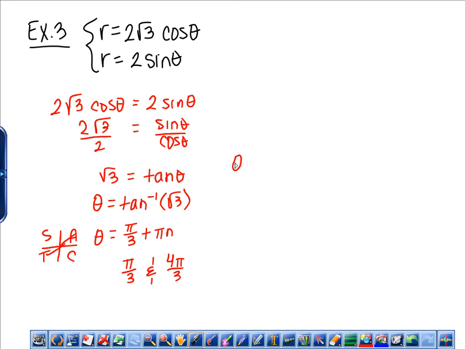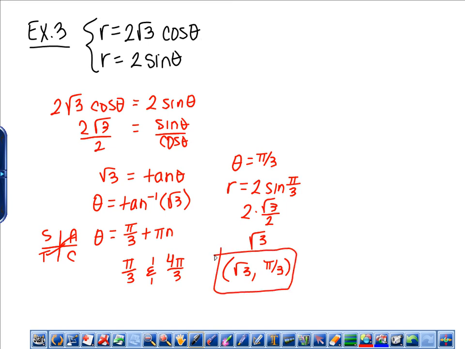Okay, so for the first one, let's go ahead and find r. Pick the easiest one to do. I'm going to pick the second one. r equals 2 sine of pi over 3. Remember, pi over 3 is a 60-degree reference angle, so this would be 2 times root 3 over 2, or root 3. So one of my solutions is (root 3, pi over 3). And again, you would get root 3 even if you plugged in pi over 3 into the top equation. Okay, so there's one solution.